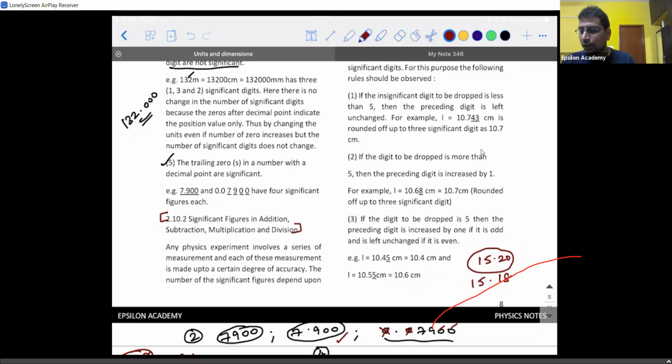Okay, so when I talk about addition, for example, I can have a number 15.2, and I can have a number 15.185, right? Individually treating them, they are two different numbers. 15.2 is a separate number, 15.185 is a separate number. Now when I add these two, I have a question in front of my eyes: how many significant figures am I supposed to report? I'm in a dilemma.